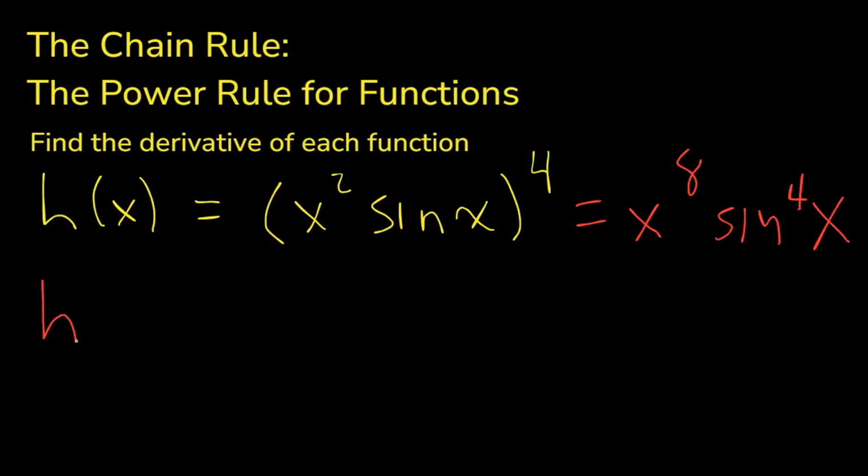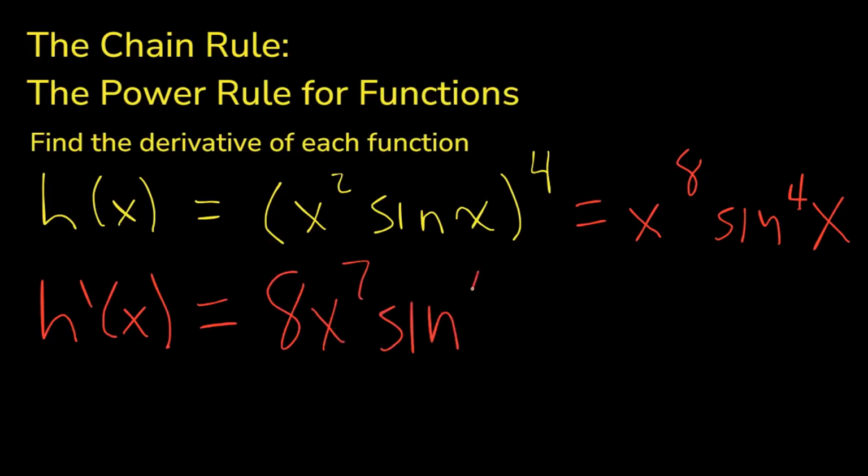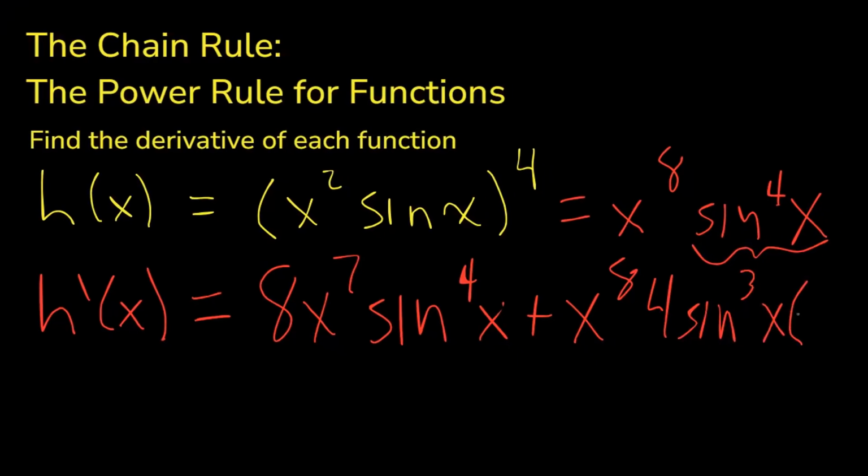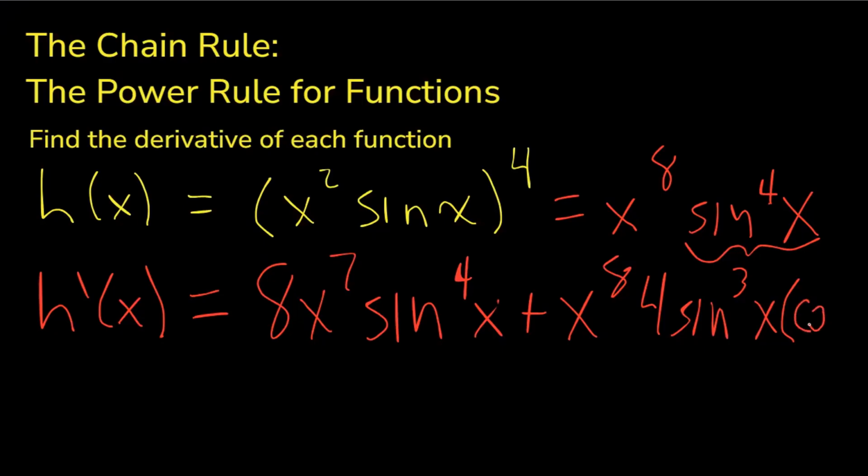And we could just get h prime using product rules. So derivative of the first times the second plus the first times the derivative of the second. Now you will need to use the chain rule on sine to the fourth x. That's just a general power rule. So 4 sine cubed x times the derivative of sine, which is cosine.